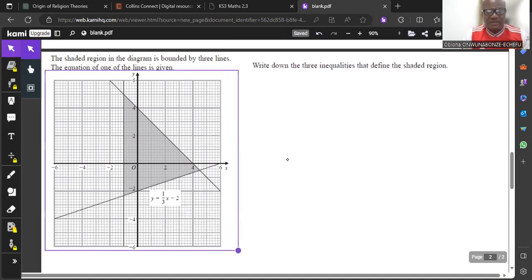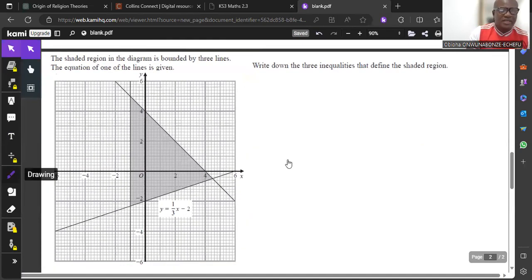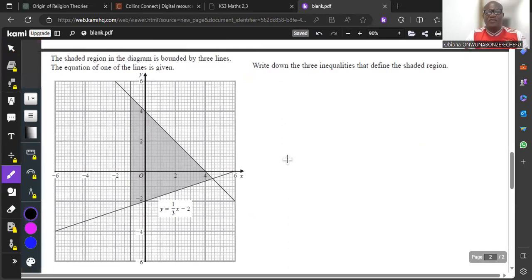So in this question, only one equation has been given, and we're asked to find the other equations and then identify the 3 inequalities that satisfy the region. So probably I should begin with the one that has been given already. Remember BLAG. Like I said, you use this to find the inequalities, but LAGB is used to find the region shaded.